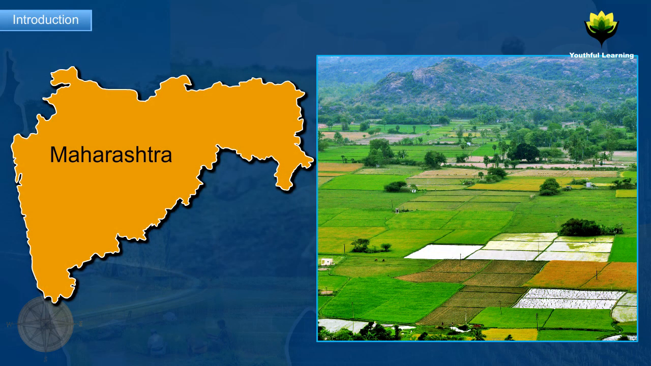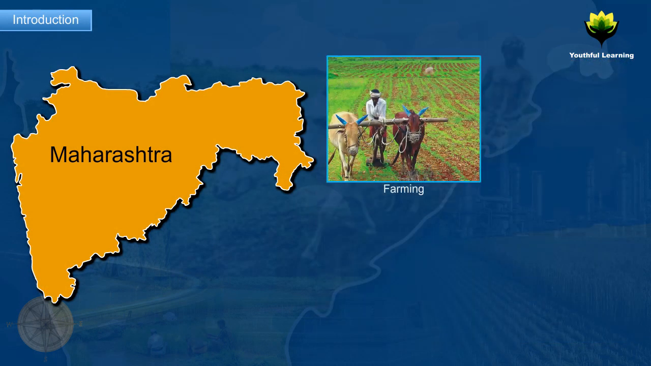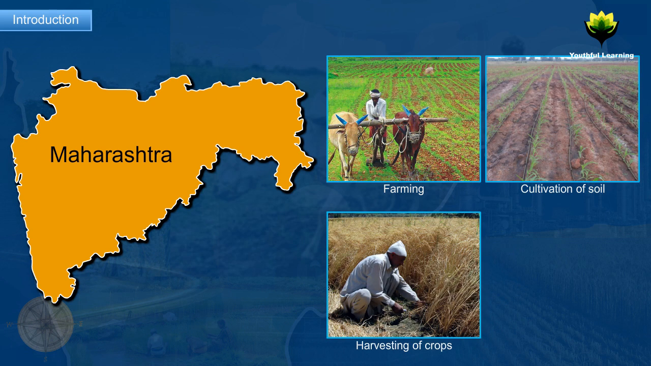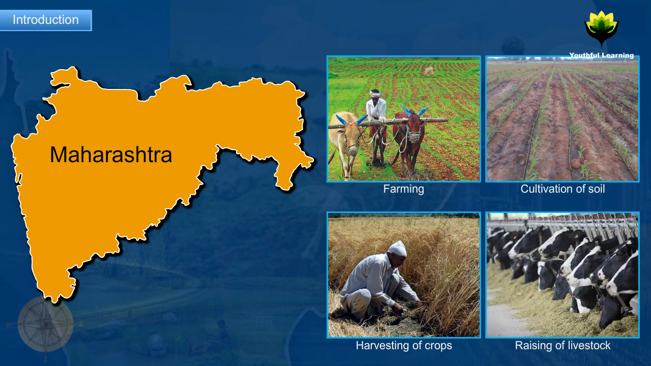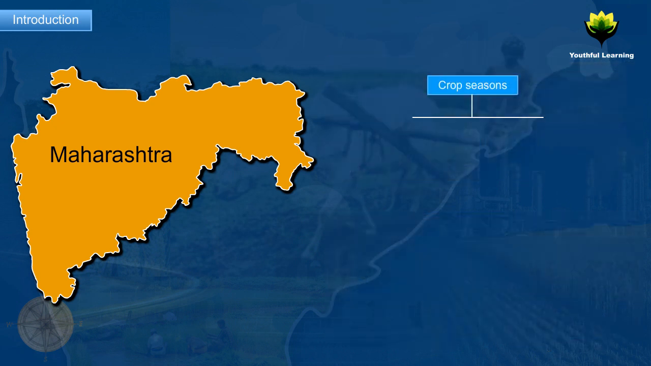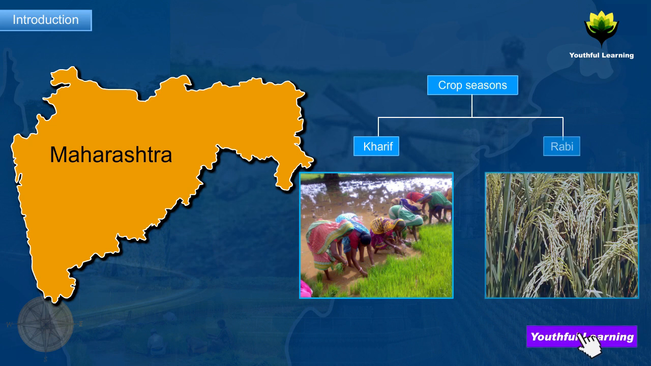Agriculture, also referred to as farming, includes cultivation of soil for growing and harvesting of crops and raising of livestock. There are two crop seasons in Maharashtra called Kharif and Rabi.